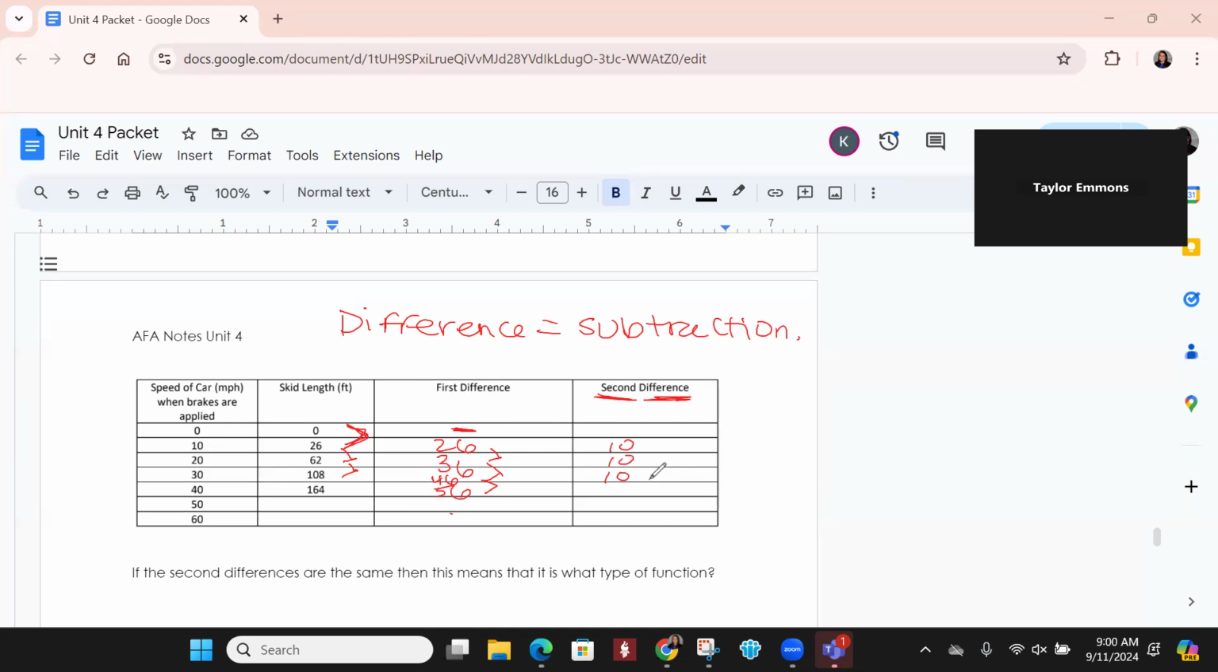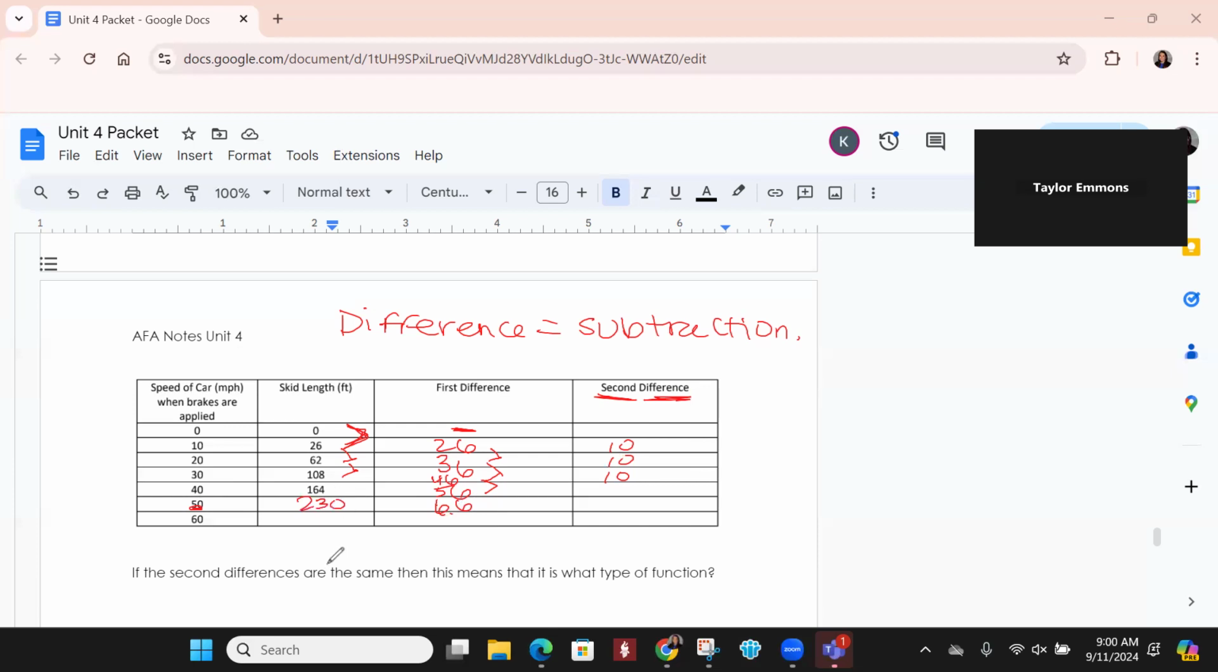So how do we figure out if the speed is 50 miles per hour, how far that skid length is going to be? If we see that there's a difference of 10 each time we're going up, then this difference should be 66, right? So what's 164 plus 66? 164 plus 66. 210. No, that's not right.